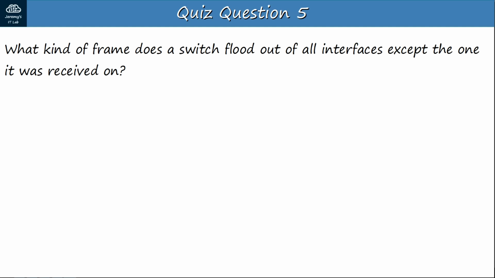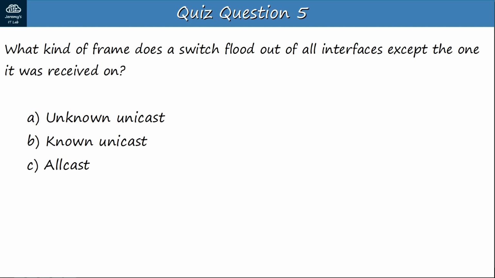What kind of frame does a switch flood out of all interfaces except the one it was received on? A, unknown unicast. B, known unicast. Or C, all cast. Pause the video to think about your answer. The answer is A, unknown unicast.